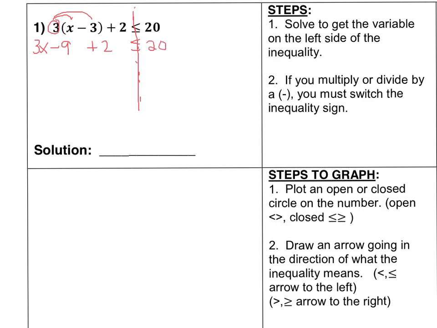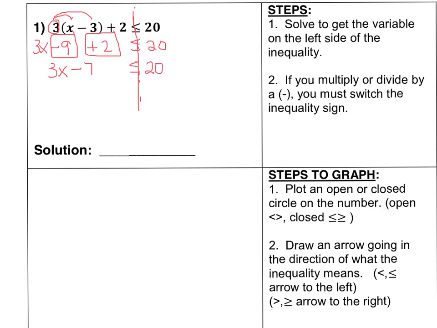Now we're going to combine our like terms. On the left side I can combine the negative 9 with the positive 2. So I'm going to bring down my 3x. Then we have negative 9 plus 2, which is minus 7. And then we have less than or equal to 20.